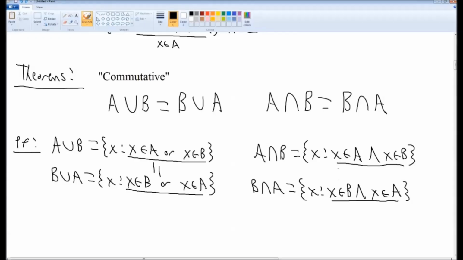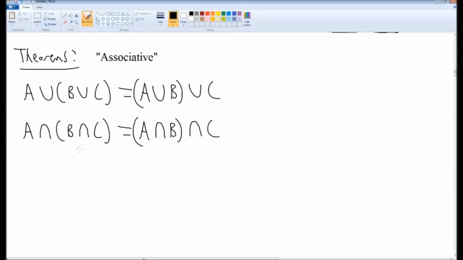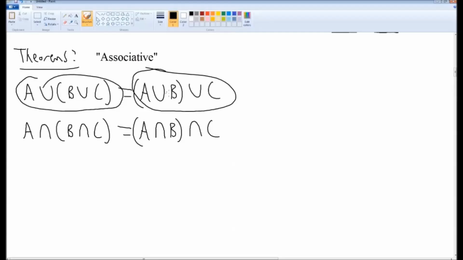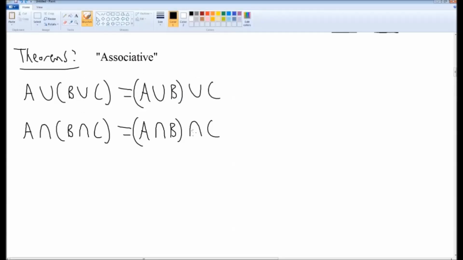So therefore, these two sets have to be the same, because that proves both the theorems. Next up are the two associative laws. Associative just means you can move the parentheses like this and it doesn't change what it is. We'll prove the top one first.